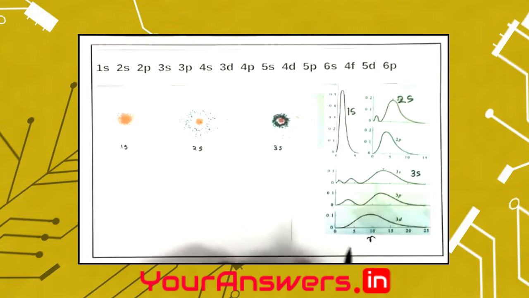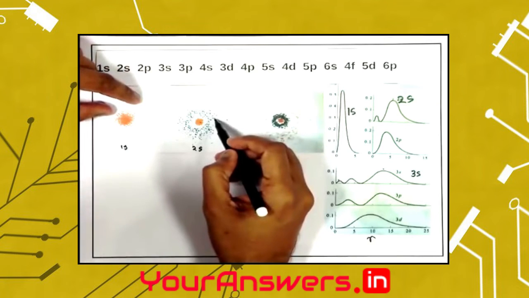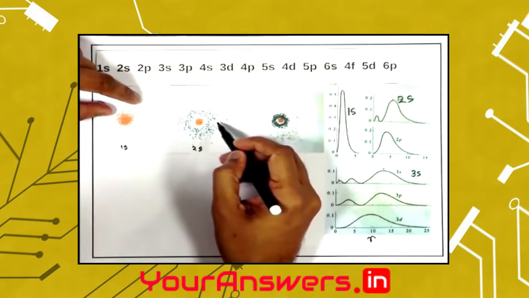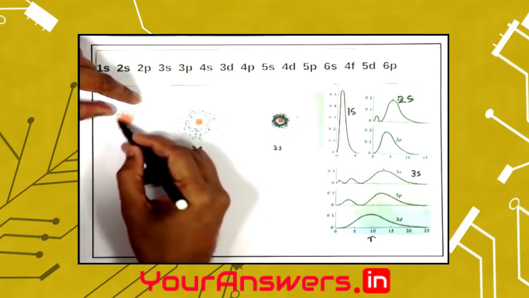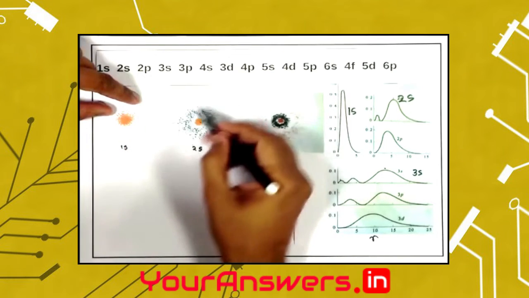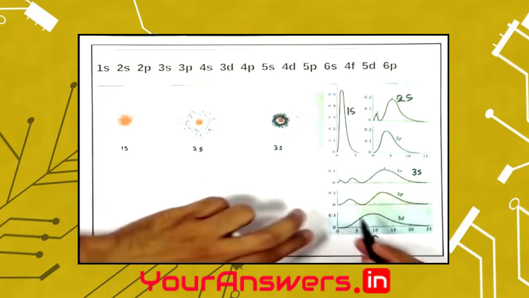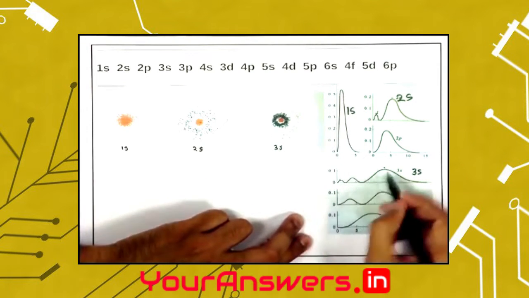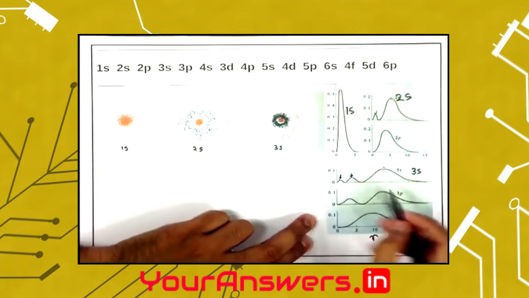What we see here, if you observe, let us say for the 2s orbital, the electron in the 2s orbital kind of penetrates into the 1s region. This is the 1s orbital region. In the 2s orbital, the electron kind of penetrates into the 1s shell, which is shown by this density. And similarly, the 3s electron penetrates into the 2s shell and 1s shell.